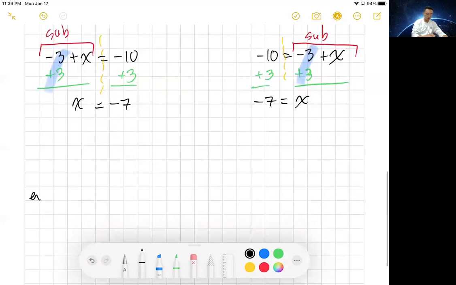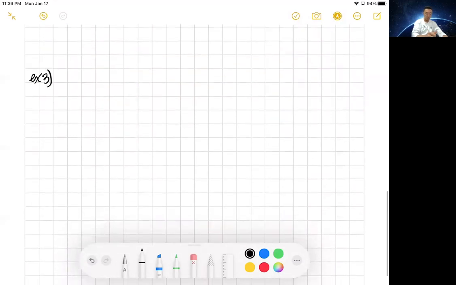Okay. Let me just show you one more. Let's go with -10 plus x equals -4. Okay. Again, I'm looking at the x. I'm always focused on the x. I'm thinking, okay, what kind of relationship do they have? They have a subtraction relationship. Therefore, I'm going to add 10.